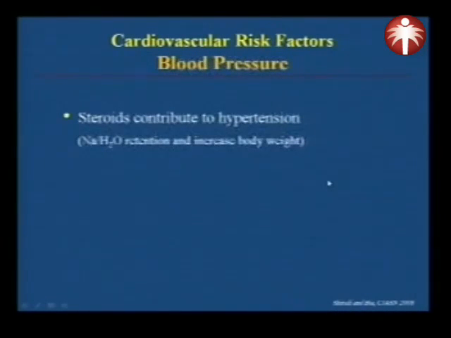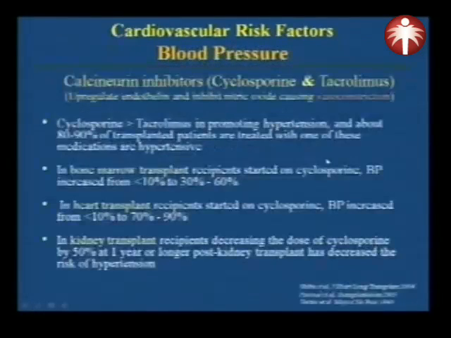Steroids will come, this is known very much, that steroids contribute definitely to hypertension, at least by increasing sodium and water retention, stimulating the appetite and increasing body weight. And other medications, the calcineurin inhibitors, are known to cause vasoconstriction, at least by upregulation of endothelin and inhibiting nitric oxide. Cyclosporine definitely causes hypertension much more than tacrolimus, and you can see 80 to 90% of transplanted patients who are treated with either cyclosporine or tacrolimus are in fact hypertensive.